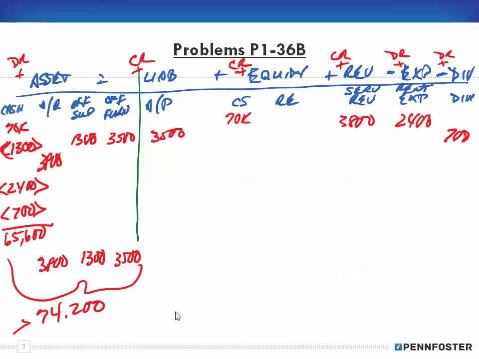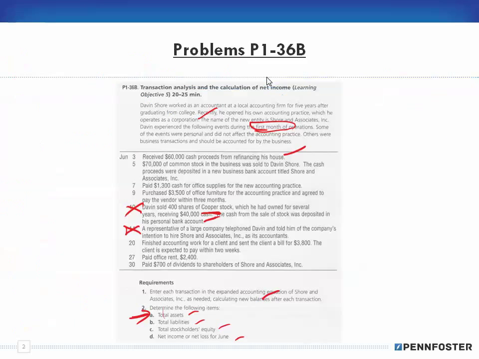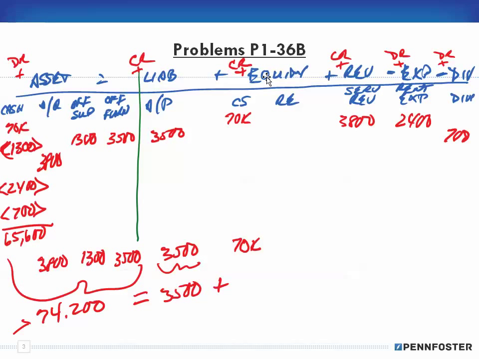Then total liabilities. Well, I have 3,500 for the accounts payable. So that's my total liabilities. Remember, assets is equal to liabilities plus equity. Now, for common stock, we have 70,000. But note, common stock is part of equity. And we're looking here for our total stockholders' equity and our net income or loss.